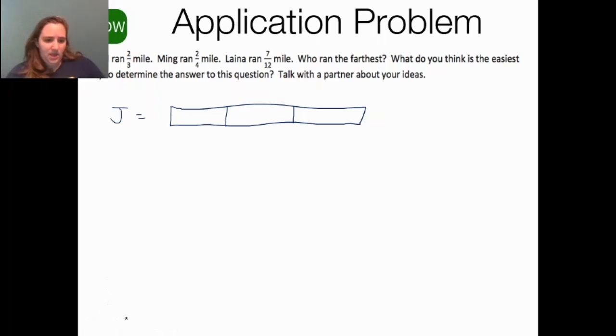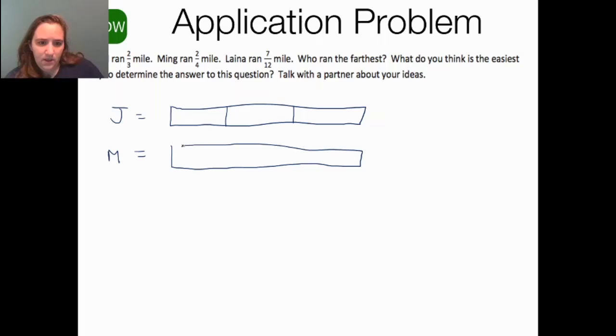Okay, and then I'm actually just going to draw the boxes first, then I'll go back in and shade them. So it says Ming ran 2/4 of a mile. Let's see here. Try and make this as equal as possible. Alright, that looks ugly, I'm sorry. And then finally Lena ran 7/12.